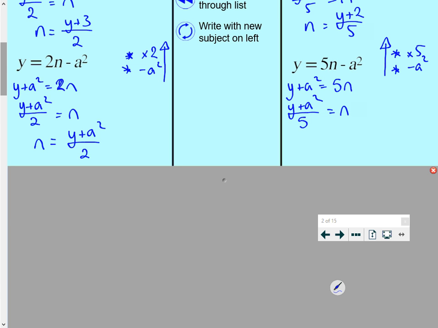So again, I'm always doing the opposite. And by doing the opposite, I'm making sure that that n is going to end up on its own. And the order, listing them, tells me the order that I need to do them in the opposite of, to work backwards through.